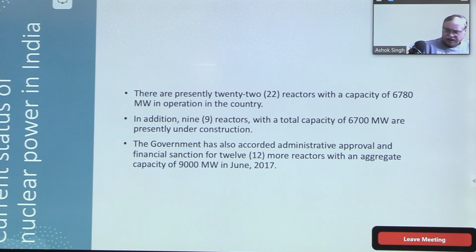The existing reactors in India, the 22 reactors that are now operational as of this year, with a total capacity of 6,780 megawatts. 9 reactors are under construction. And for other reactors, India has given administrative approval. The existing reactors are all operated by the Nuclear Power Corporation of India Limited, NPCIL.